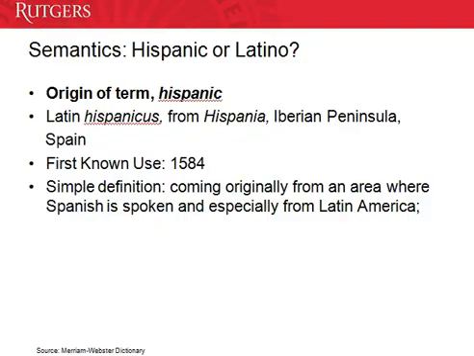The term Hispanic originated in the 1500s when Rome controlled the Iberian Peninsula, where Spain was. It was called Hispania. So people from there were called Hispanicas, which meant they came from an area where Spanish was spoken.